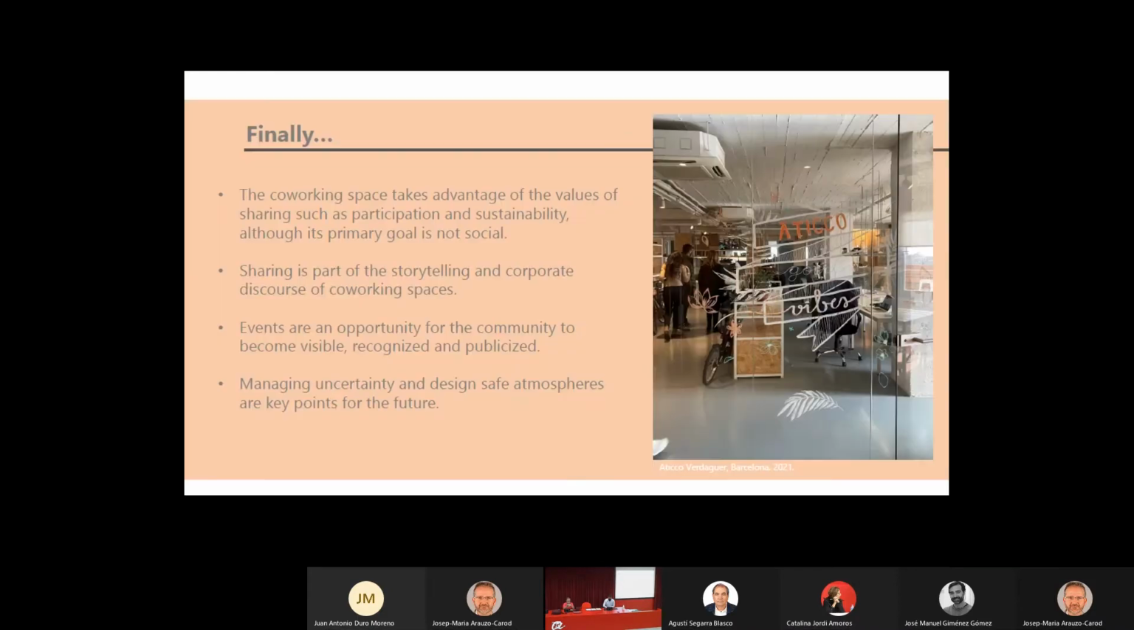With respect to the findings, co-working spaces take advantage of the values of sharing, such as participation, sustainability, community, although their primary goal is not social. Sharing is part of the storytelling and corporate discourse of co-working spaces. It's used in the corporate image. Events are an opportunity for the community to become visible, recognized, and publicized. And managing uncertainty and designing safe atmospheres are key points for the future. This is especially after COVID.